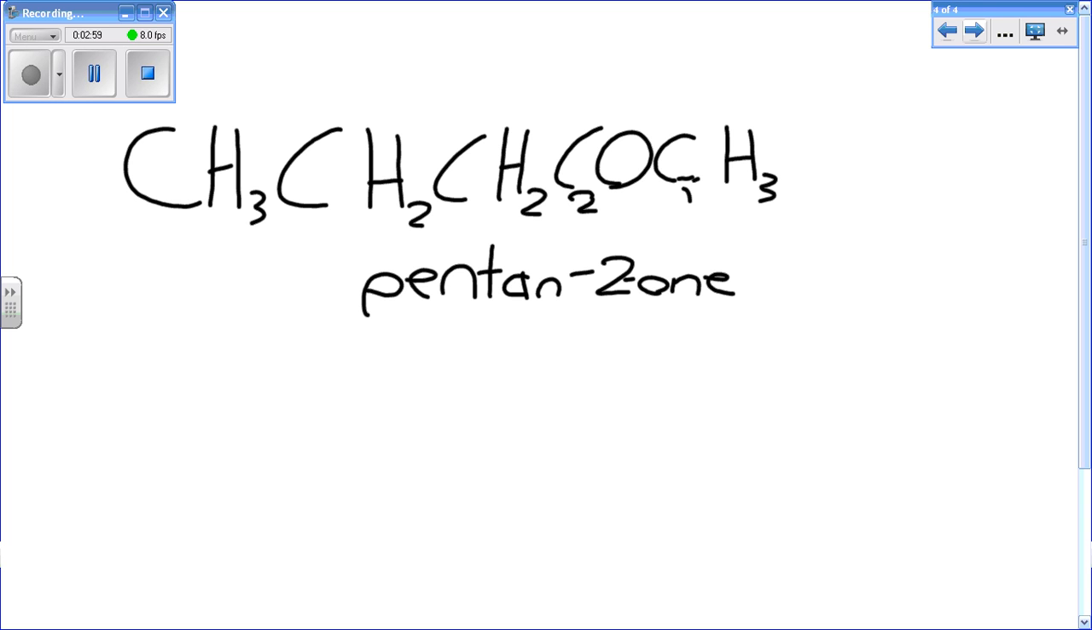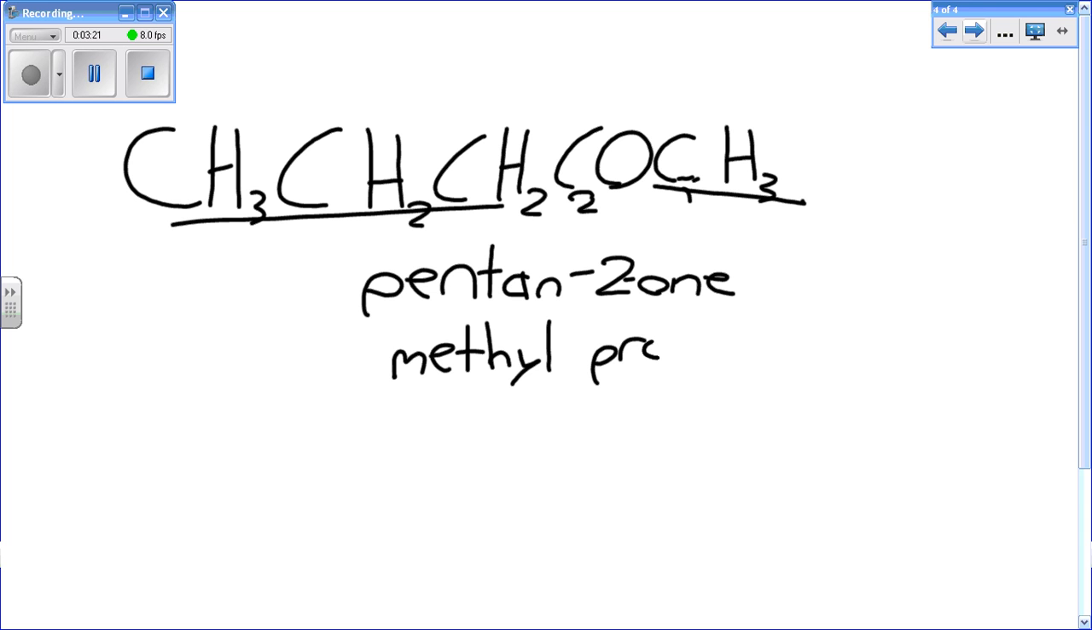The other way of naming it is going to be methyl, based off the carbon there, and then you have 3 right here, making it propyl. And again, you end it with ketone. And that is how you name ketones.